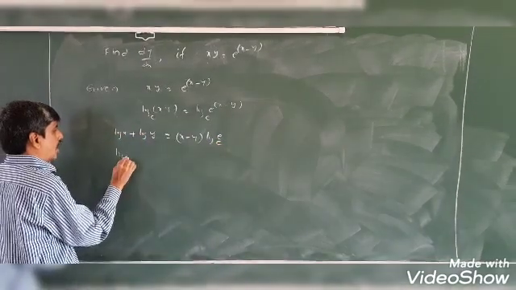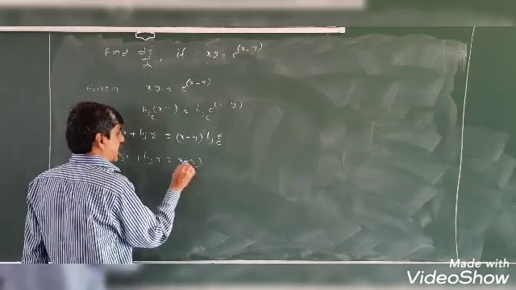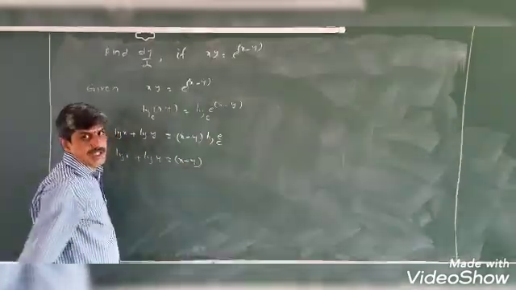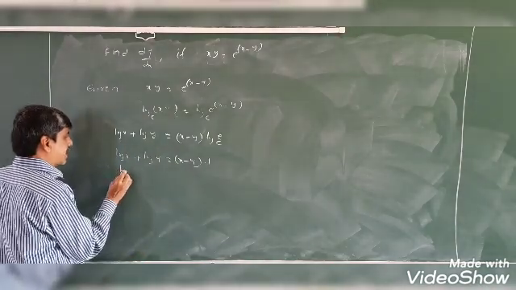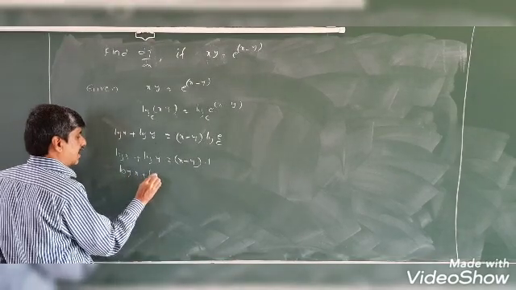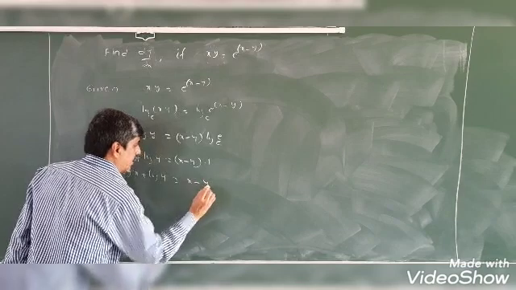So here y log x is equal to (x - y) into log e base e, whose value is 1. So this is y log x is equal to (x - y) into 1, which is x - y.